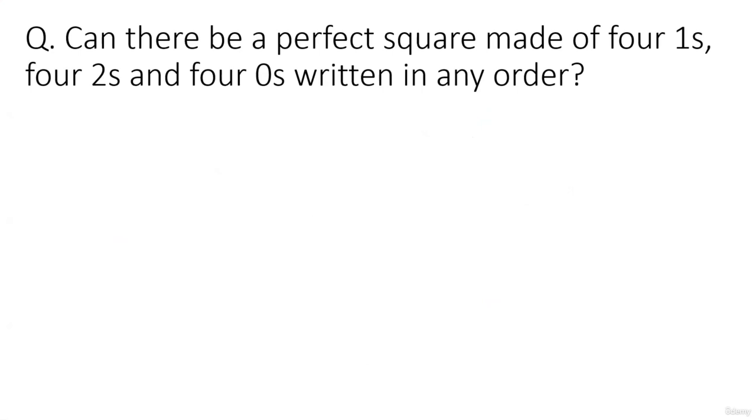Don't worry, we'll discuss this question when we study permutation combinations. Okay, right now it is the divisibility aspect that basically interests us. So can there be a perfect square made of 4 ones, 4 twos, and 4 zeros written in any order? Okay, now order कुछ भी हो, okay, ultimately हम लोग क्या लिख रहे हैं? We are writing 4 ones, we are writing 4 twos, and we are writing 4 zeros, right?